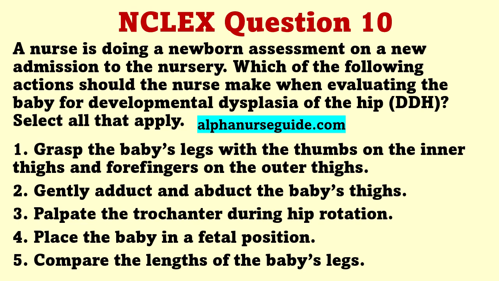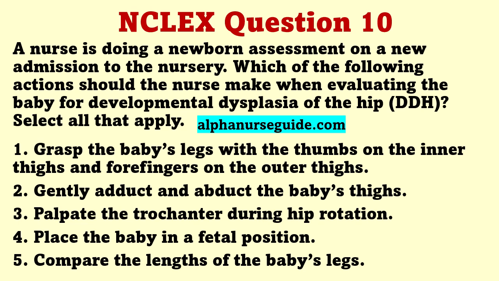The nurse places the baby on the baby's back. 2. The nurse grasps the baby's thighs with a thumb on the inner aspect and forefingers over the trochanter. 3. With the knees flexed at 90-degree angles, the hips are abducted. And 4. The nurse palpates the trochanter to assess for hip laxity.